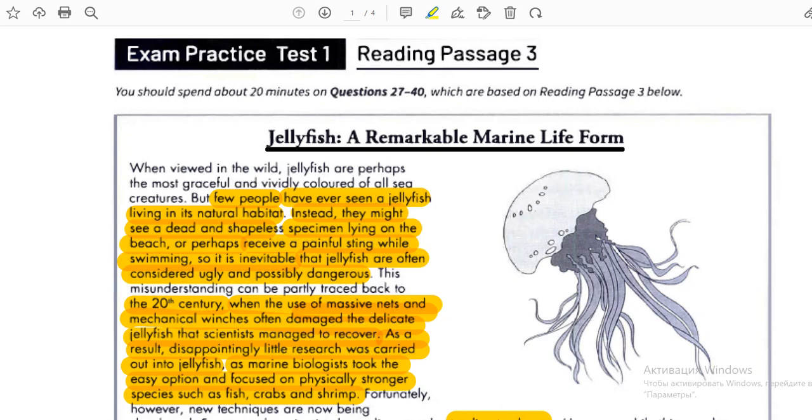Lesson number 6. Exam practice test 1. What is the reading passage? Passage 3: a text of up to 950 words. It is cursive text. This is slightly more challenging than passages 1 and 2.